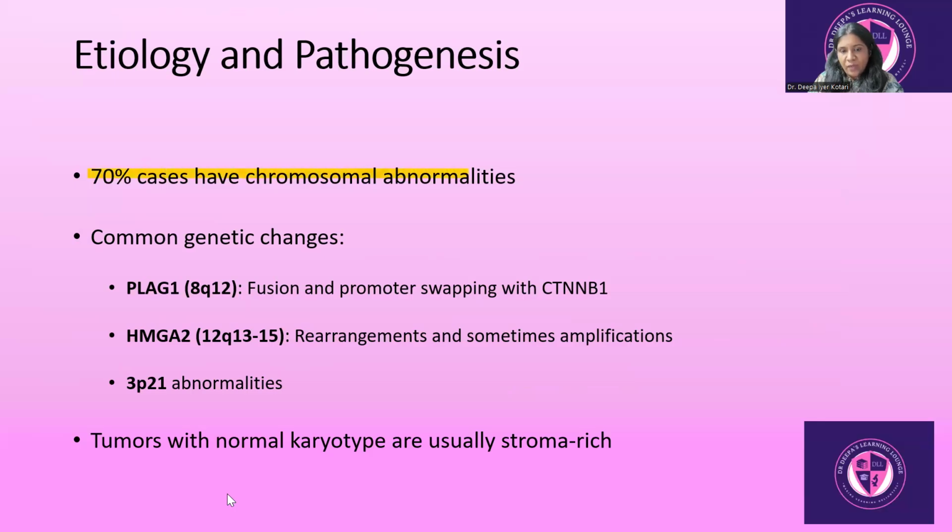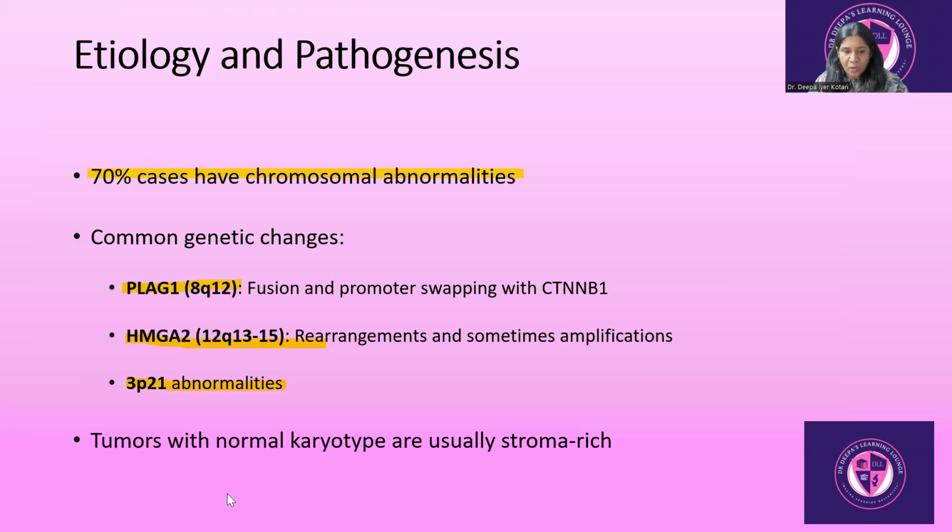70% of these pleomorphic adenoma cases have some chromosomal abnormalities associated with it. The primary involvement of chromosomal abnormalities is involving the PLAG1 and HMGA2 genes. So these genes, through fusions and rearrangement, drive the tumor proliferation. The PLAG1 encodes for zinc finger proto-oncogene, while the HMGA is a chromatin remodeling protein. So this is very important. These are the most common genetic changes.